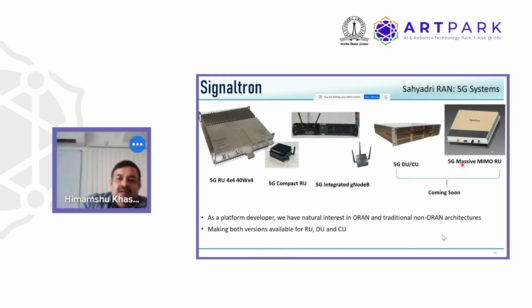And as I mentioned to you, we are working on other systems, which are CU/DU for 5G and massive MIMO RU. So we are working on, as of now, 32x32, 8x8 and 32x32 systems for RU, which again contain our RF chipset. So these are the kind of systems that we at Signaltron are working on and getting out in the short future.